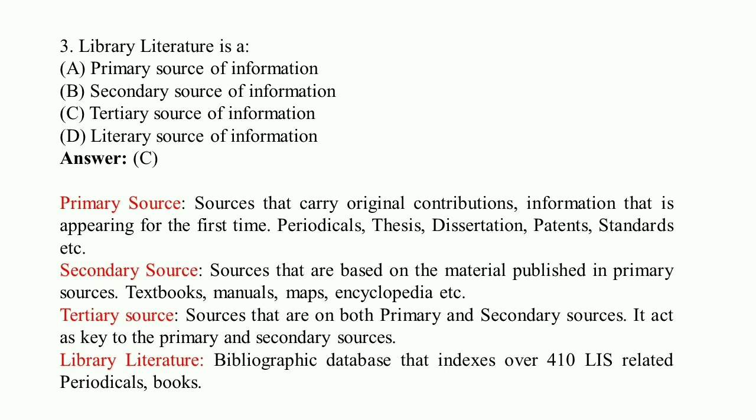Here I have written what is primary source of information, what is secondary source of information, what is tertiary source of information, and what is library literature. Library literature is one kind of tertiary source of information. The primary source mainly carries the original contribution, the information that appears for the first time. Examples of primary sources are periodicals, theses, dissertations, patents, standards, etc. Secondary sources are written on the basis of the primary sources. Examples of secondary sources are books, manuals, maps, encyclopedias, dictionaries.